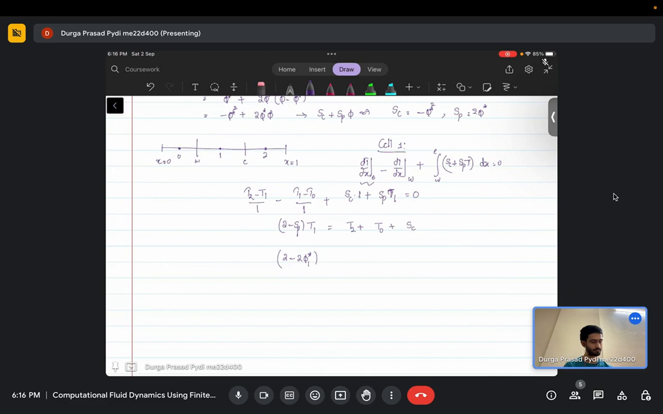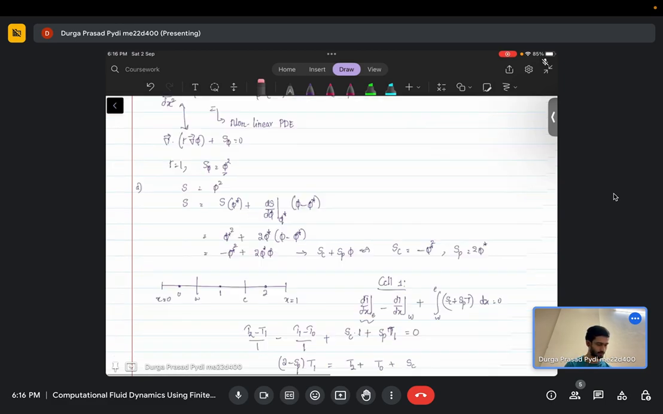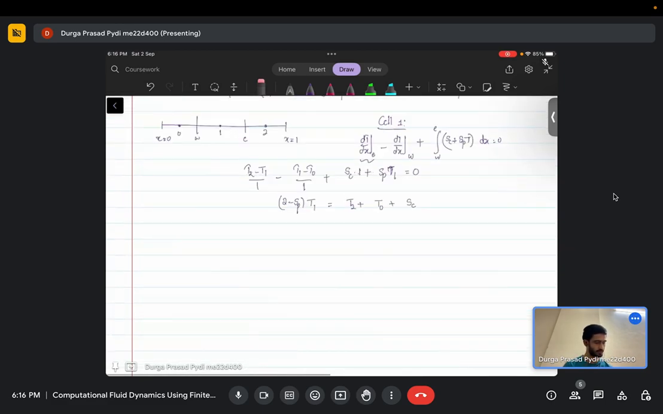Okay, I was confused with the notation. We are following phi instead of T. So this is phi dx, this is phi. Maybe for this one cell, all of these are in terms of phi. We are writing the equations in terms of phi.